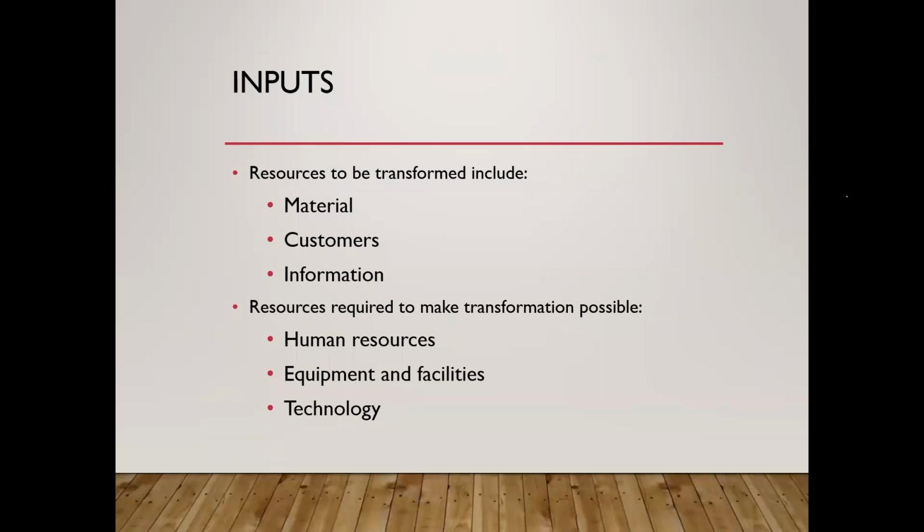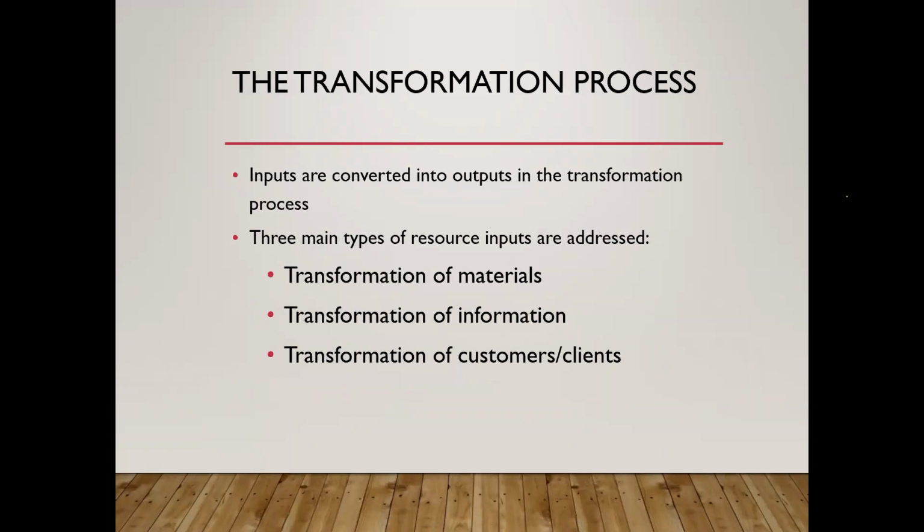Is that okay? Okay, so these are all the inputs that you require, the resources that are required to make the transformation possible. Then the transformation process is where the inputs are converted into output. So we can have three types of resource inputs: the transformation of materials, that is raw materials, transformation of information, and then transformation of customers or clients.